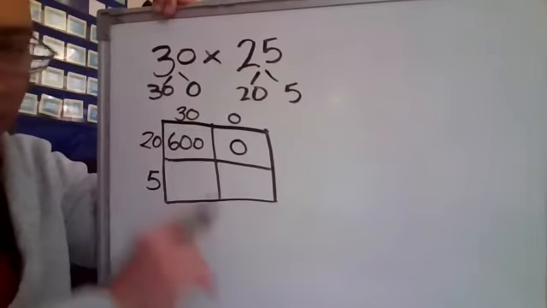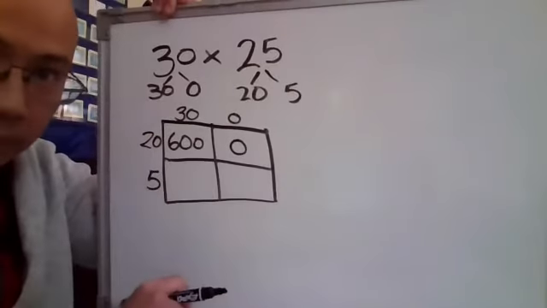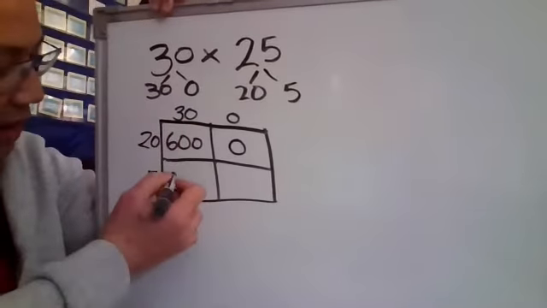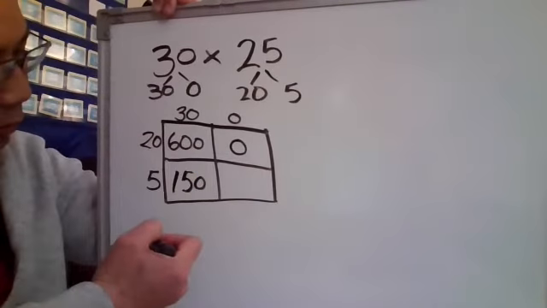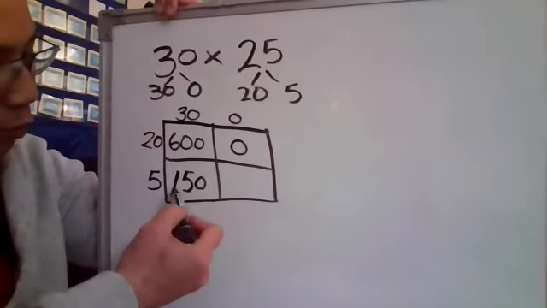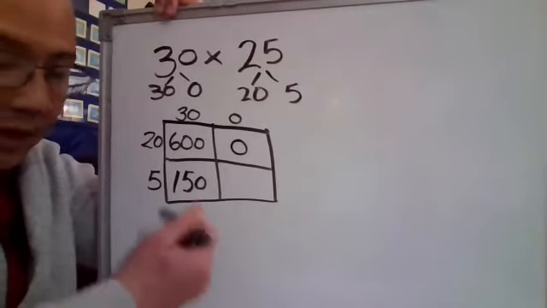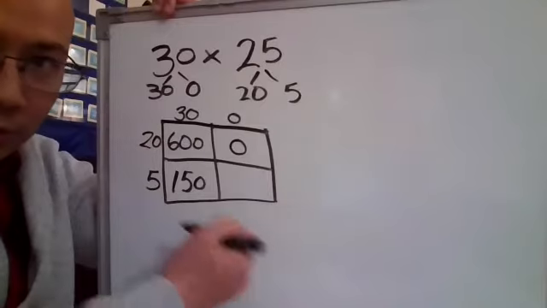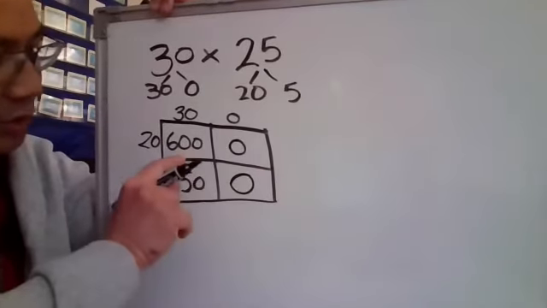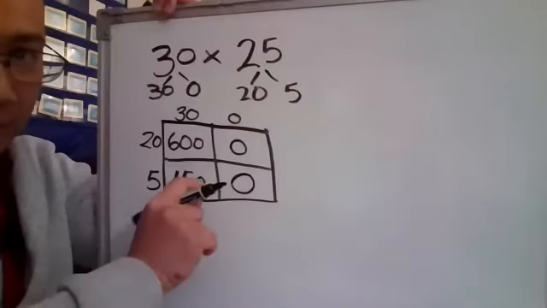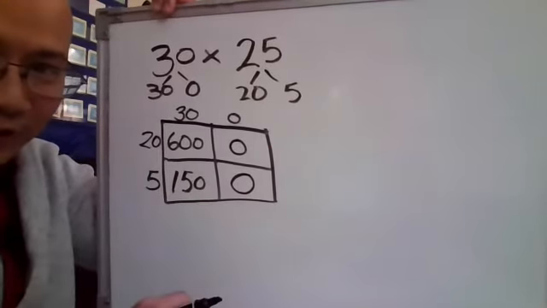Now I have 5 times 30, or 5 times 3 for the bottom rows. 3 times 5 is 15, and don't forget the 0. There's my 0. 3 times 5 is 15, so 30 times 5 is 150. Now I have 5 times 0. 5 times 0 is 0. The numbers I should have are 600, 0, 150, 150, and 0.